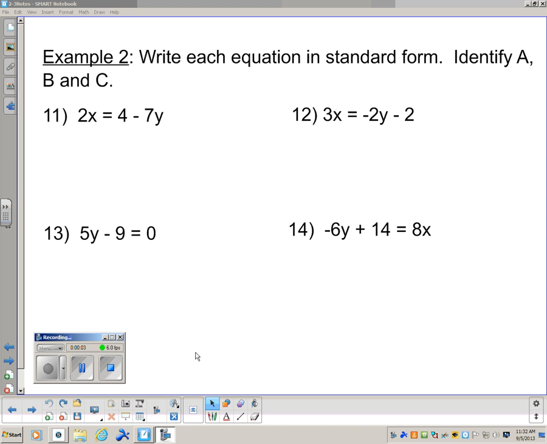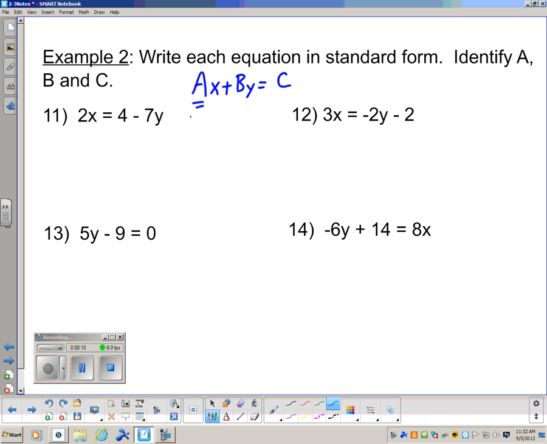So today we're going to work with writing each equation in standard form. And if you remember, standard form is an equation of a line that's in this form of ax plus by equals c. And a here has to be a positive whole number, while b and c can be positive or negative whole numbers. Or if you want to just think of those as being integers. So b and c, positive or negative whole numbers.